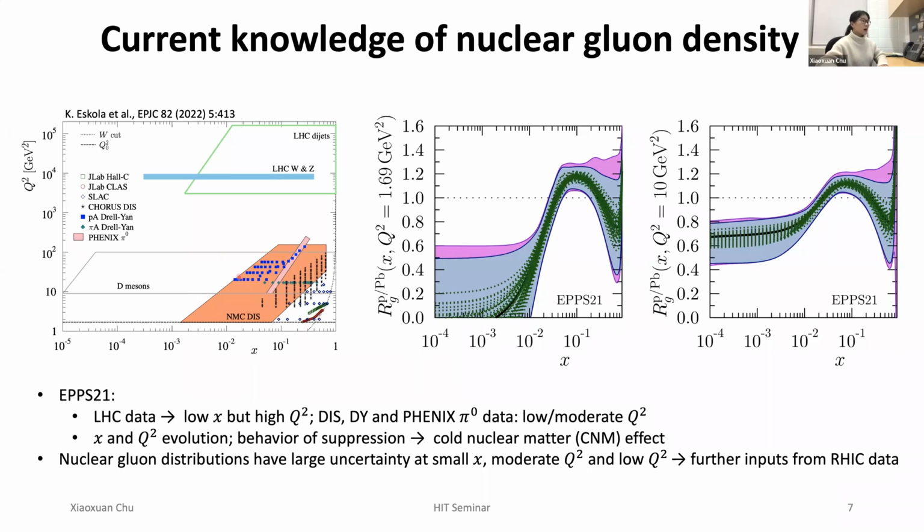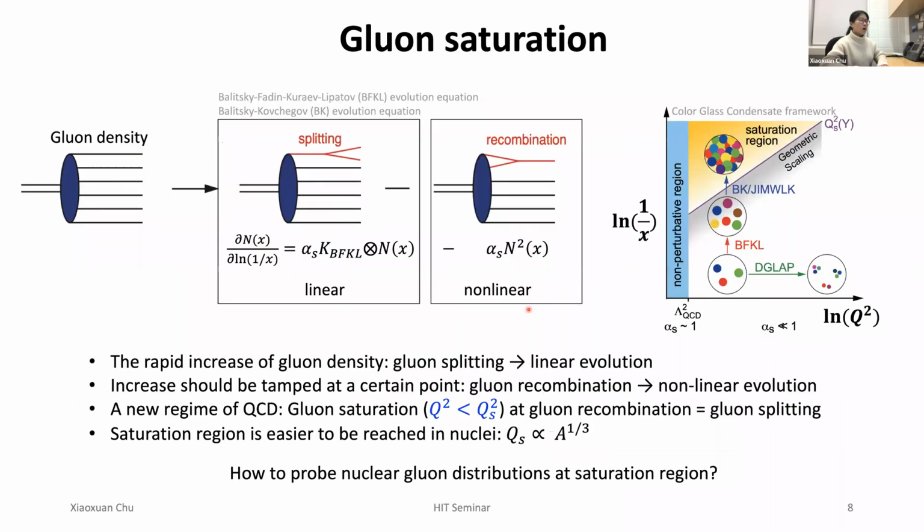And from those data, the extracted gluon density, you could see, especially at a low Q square, the low x regime gluon density is really truly unconstrained. And actually, this small x and small Q square region is what the future RHIC data can probe. So we really need this input from the RHIC data to constrain the small x and small Q square gluon density. And after I introduce our current knowledge, I want to bring up the gluon saturation topic.